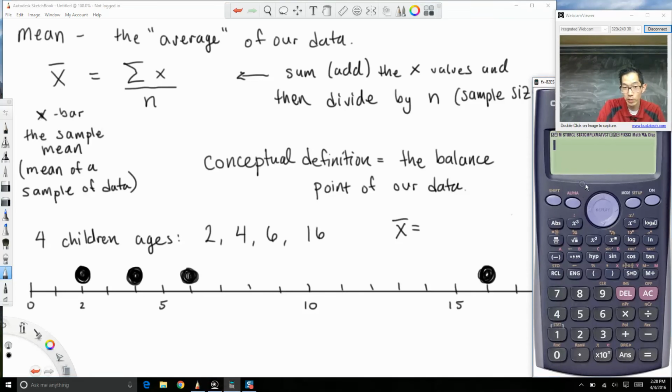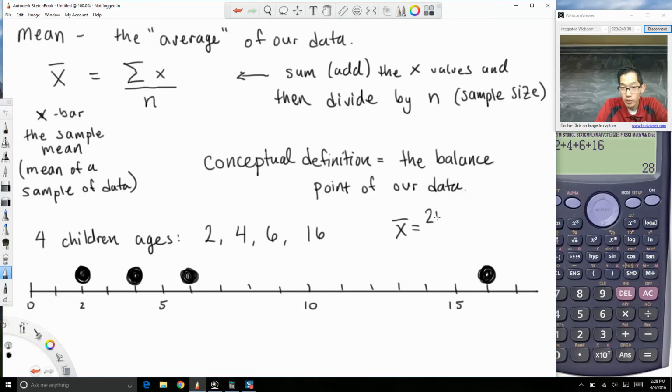So the x bar, if I add these up, 2 plus 4 plus 6 plus 16, that gives me 28. And I divide by how many I have, 4, and this gives me 7. So my mean is 7, and this is exactly where I want to put the fulcrum. And maybe it seems like it matches your visual expectation. So right here, I have x bar equal to 7. This is the balance point.